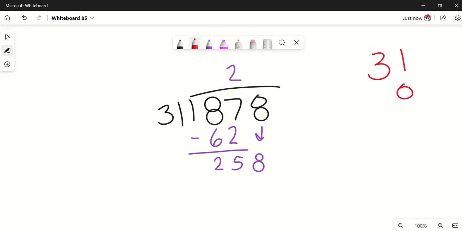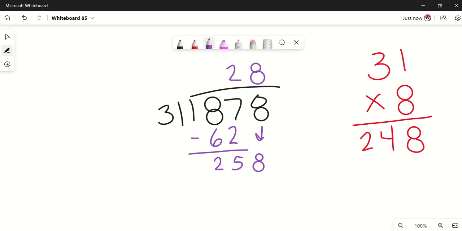31 times 8. 8 times 1 would be 8. And 8 times 3 would be 24. Now, I already know right off the bat, if I add 31 more to this, I'm definitely going to be over my 258 mark. Therefore, I am going to go with 8. Now, sometimes when we guess and check, we may not be this close. I got really lucky because I used my mental math.